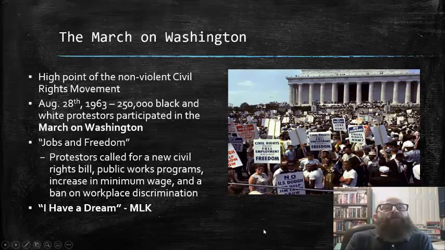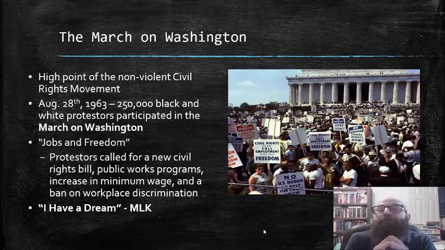The high point of the nonviolent civil rights movement came on August 28, 1963, with the famous March on Washington. 250,000 black and white protesters participated in this march, where they called for jobs and freedom. They were advocating for a new civil rights bill, new public works programs, an increase in the minimum wage, and a ban on workplace discrimination.